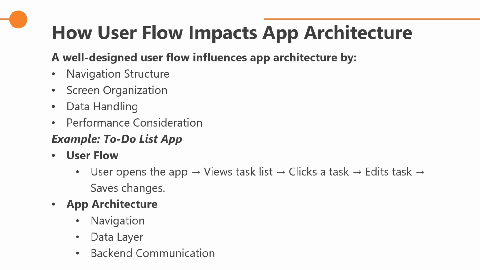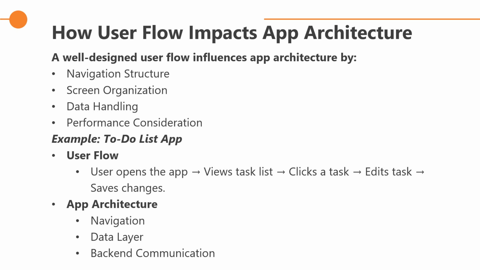So an example might be a to-do list. If we look at the user flow, the user opens the app, and then they view the task list. They click on a task. They maybe edit that task, and then they save the changes. So the app architecture has to support that. For navigation, we may deem that a tab-based structure is going to make it a lot easier for switching.